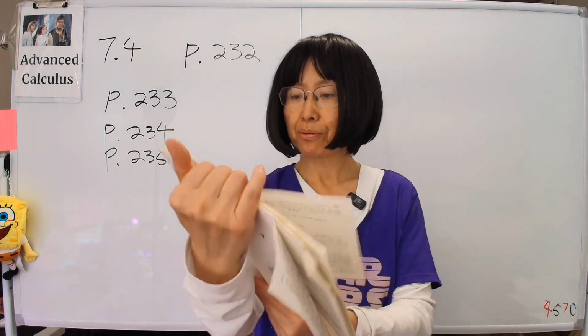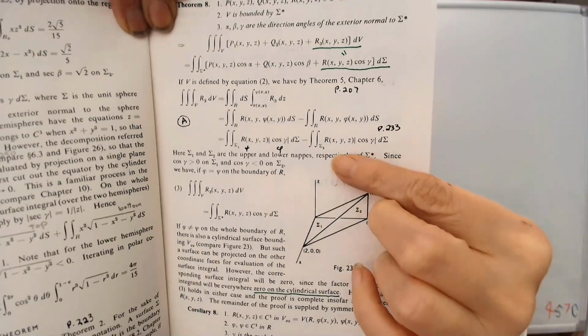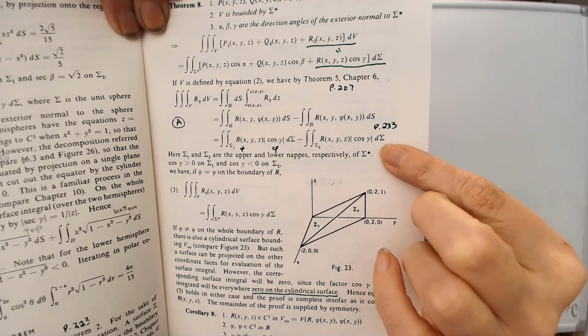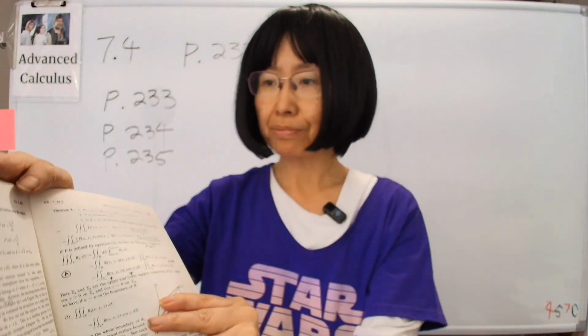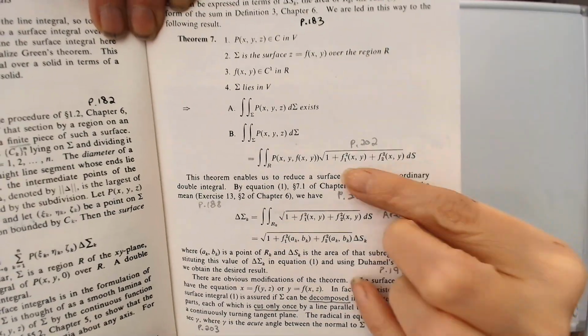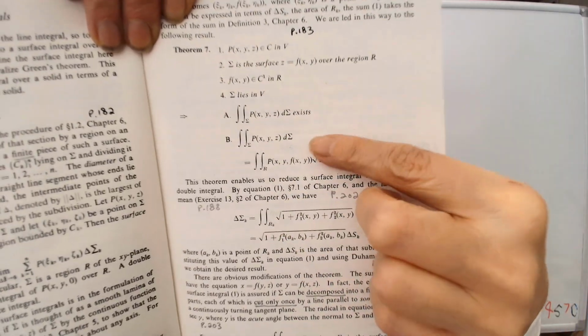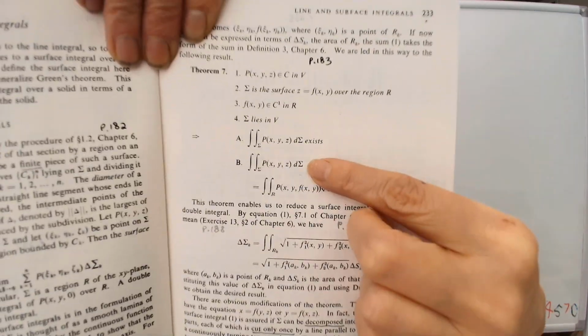So next step we have the ds. Each ds here is replaced by cosine gamma d sigma. That's because of the previous theorem, where ds times the secant is d sigma, as you see on the right from theorem 7.